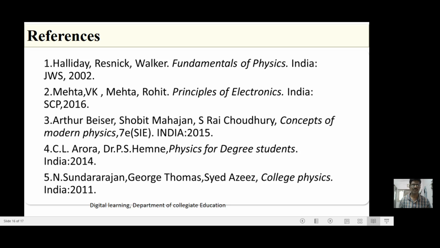So here are the references. There are some books through which you can study for getting more information.